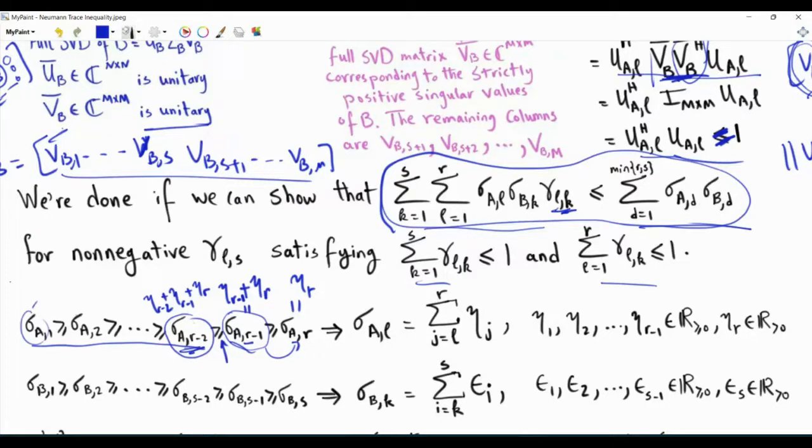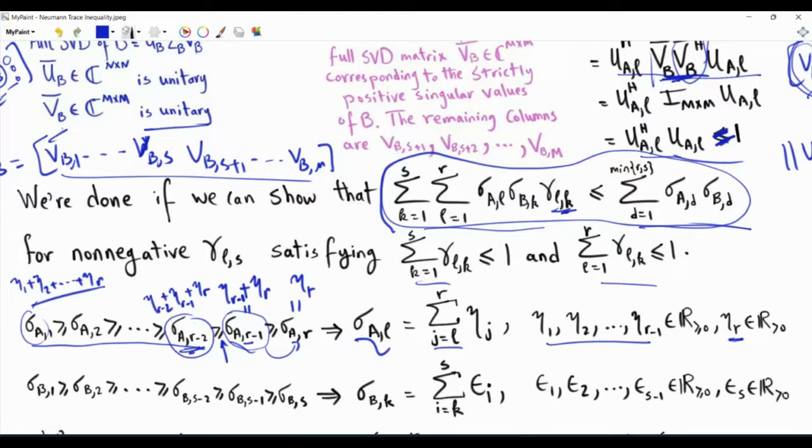So that this guy here will be eta 1 plus eta 2 all the way to eta R. Okay, so the idea is we will basically use R non-negative quantities, eta 1, eta 2 till eta R, such that sigma AR is eta R, sigma AR minus 1 is eta R plus eta R minus 1, sigma AR minus 2 is eta R plus eta R minus 1 plus eta R minus 2. Generally, sigma AL will be the sum of those etas starting from L all the way to R.